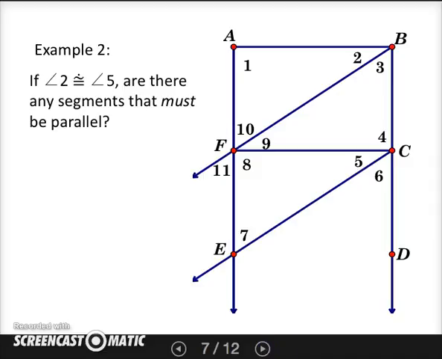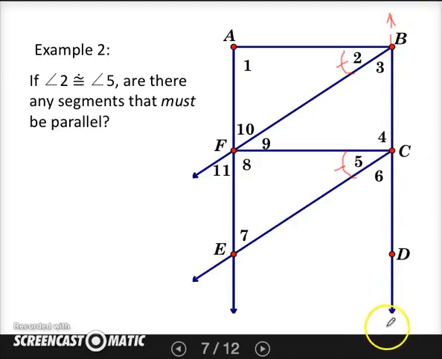Let's try another example from this same diagram. Suppose we're given that angle 2 is congruent to angle 5. Are there any segments that must be parallel? Well, our first step is going to be to try to identify a transversal that's connecting angles 2 and 5. So, this line here doesn't seem to be heading towards angle 5. This line here, it forms a side of angle 5, but doesn't seem to be heading towards angle 2. The only line that might be connecting the two angles is line BD here.